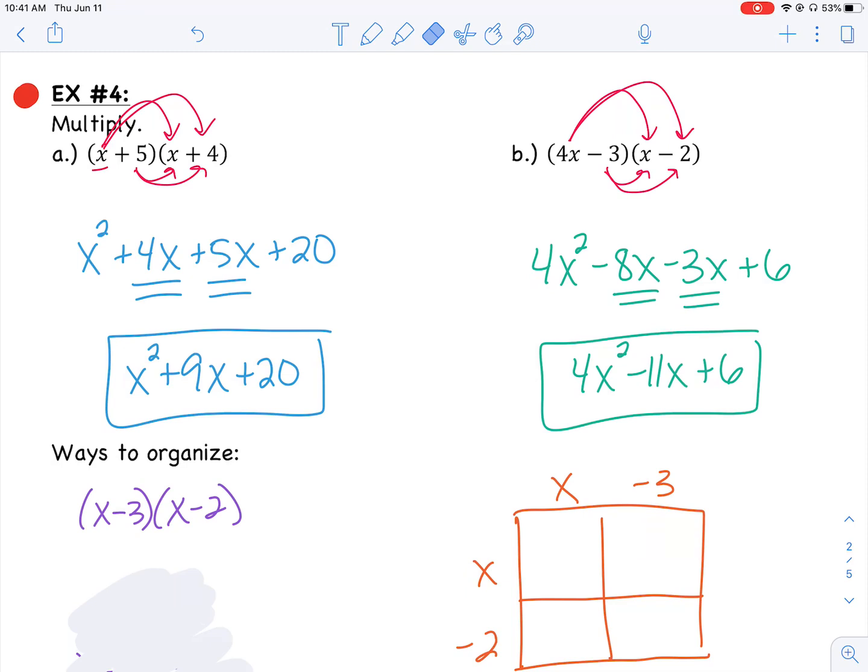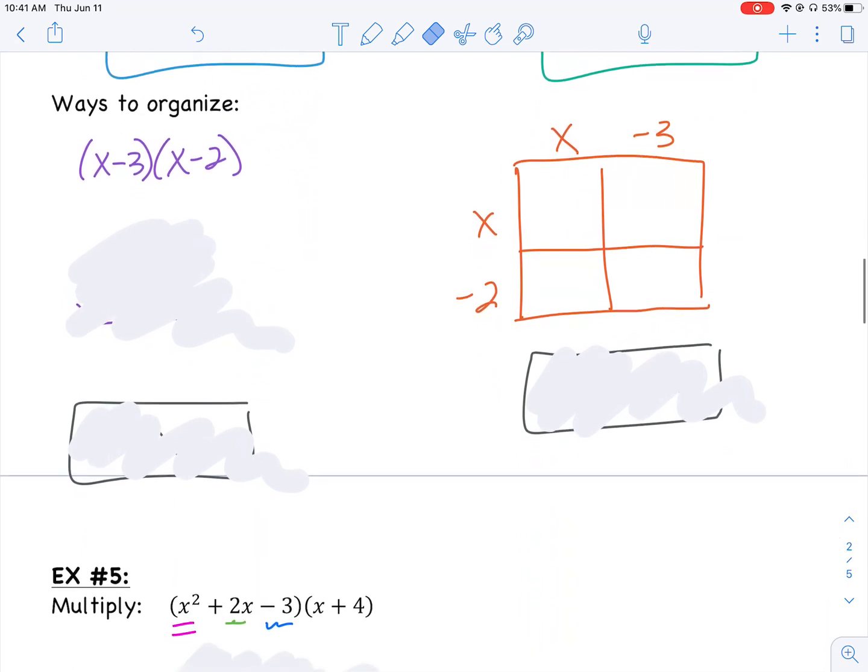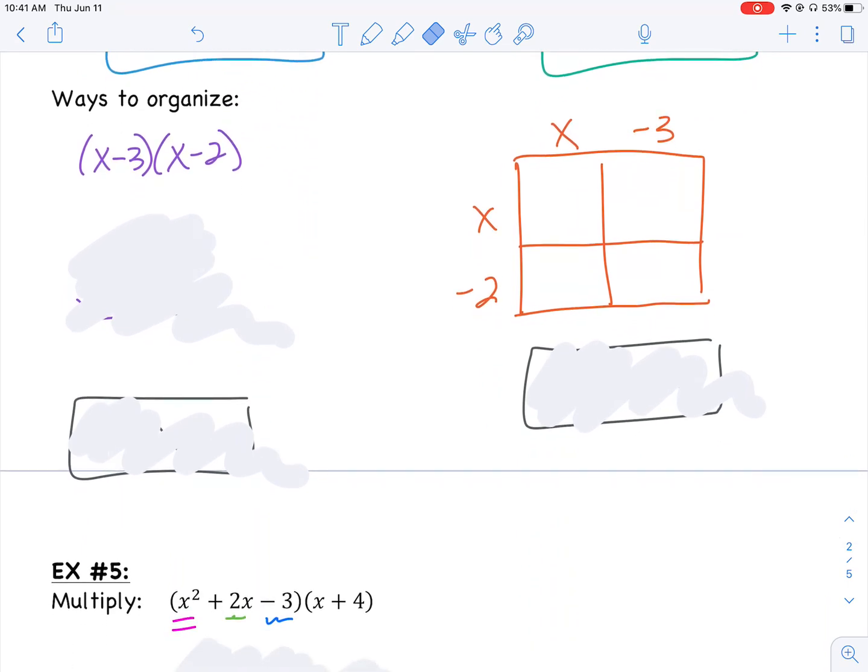Now, there's a couple different ways you can do these types of problems, different ways of organizing yourself. Some of you also might have heard of FOIL before. We'll talk about that in the next section. And you might like to organize yourself a couple of different ways, which is fine. Just make sure that you're clear, that you're organized, and that we can clearly see your work so we know exactly what you're doing. A couple of different ways you can organize.